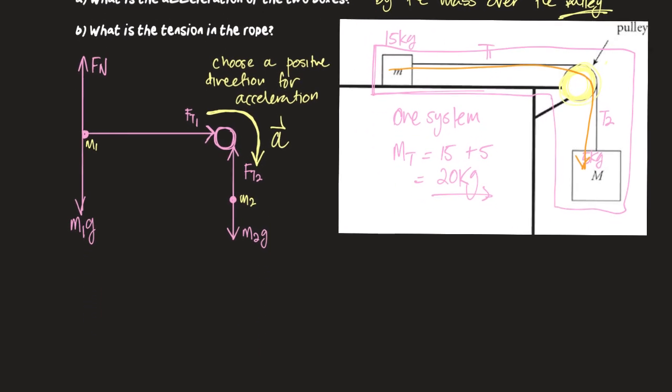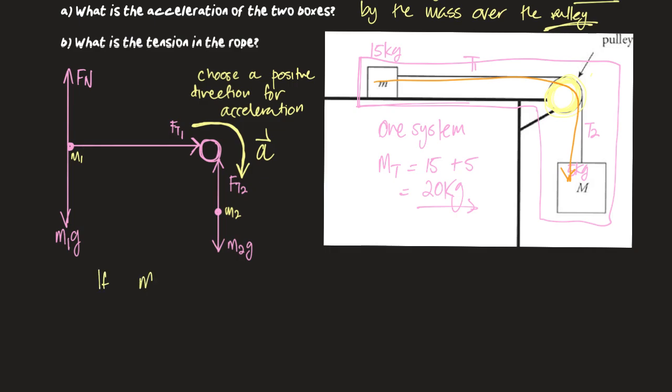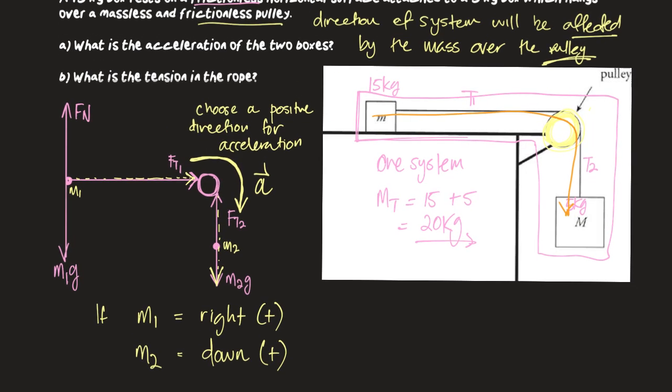So what I've got to do now is say, if mass 1 moves to the right, then it would be considered a positive movement. But if mass 2 moves downwards, then that's considered positive. So this mass needs to move to the right, and this second mass needs to move down, and that's sorted out. So once that's done, you've got your directions. The next thing is you need to look at what force is going to drive this thing. Like I said, the mass that's over the pulley is the driving force of the system. It's the thing that makes the system move.